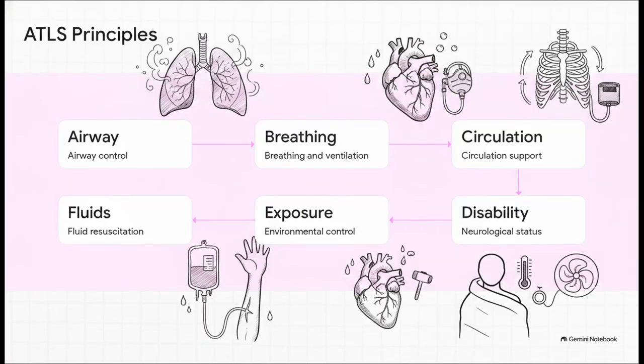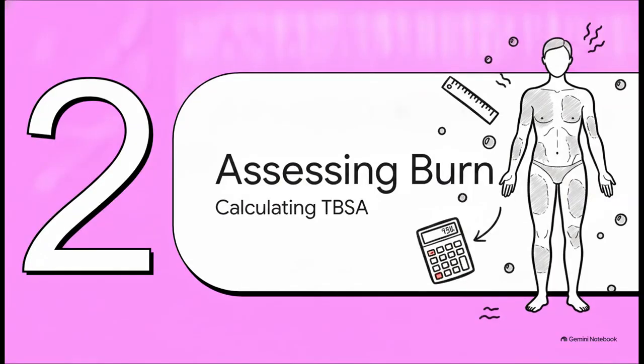And of course, just like with any major trauma, we lean right into our standard advanced trauma life support principles. You can't just get tunnel vision on the skin. You've got to secure that airway first, especially if they've inhaled smoke or hot gases. You manage their breathing, support circulation, and then finally get to step F, which is initiating that absolute life-saving fluid resuscitation. Which brings us to part 2, assessing the burn area.